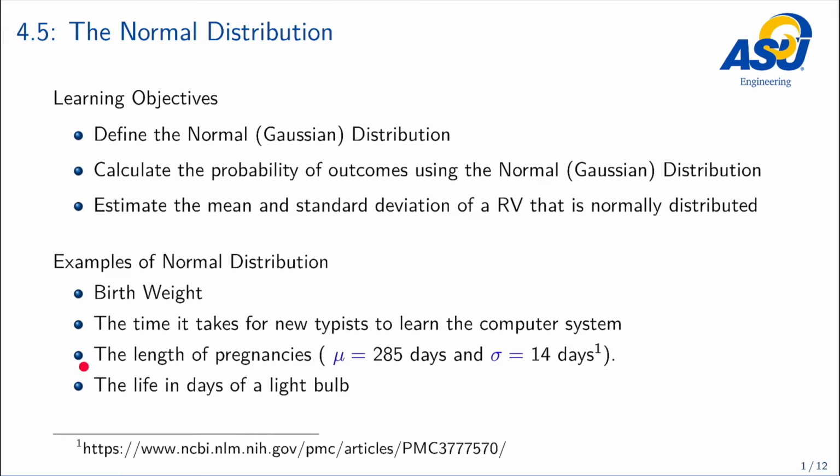Another example is the length of pregnancies. According to NIH, the mean is 285 days and sigma is 14 days. And the final example is the life in days of a light bulb. And that will depend if your bulb is incandescent, LED, or halogen.